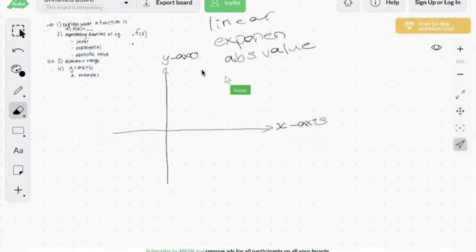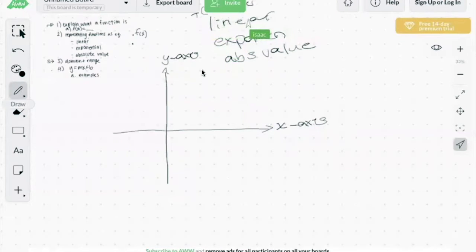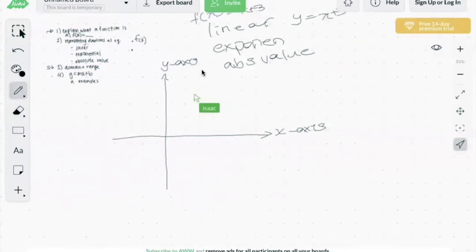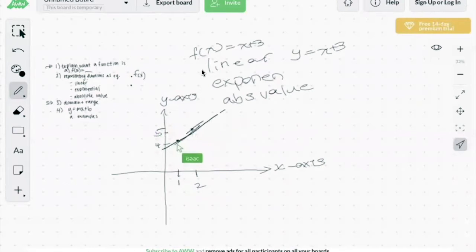In a linear function, let's go back to, let's say, f of x equals x plus 3, or in this case, y equals x plus 3. When x equals, say, 1, then y would equal 4. When x equals 2, y would equal 5. If you keep putting points like this, you can see that when you connect all these dots, it forms a straight line. This is what we call a linear function.